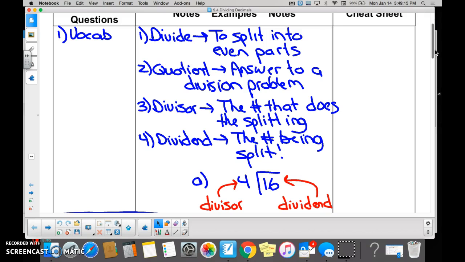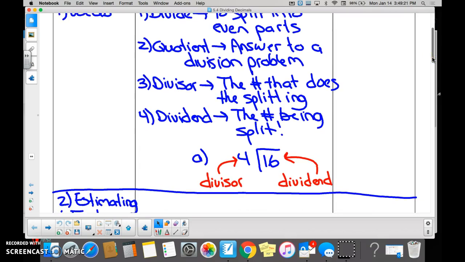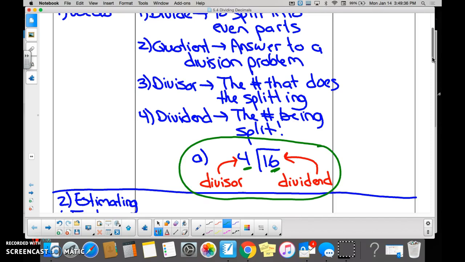The divisor is the number that does the splitting. So if you look down at number 4, it is the number outside of the box. And the dividend is the number being split, so that would be the number inside the box. And again, this down here gives you a great explanation of what is the divisor and what is the dividend.